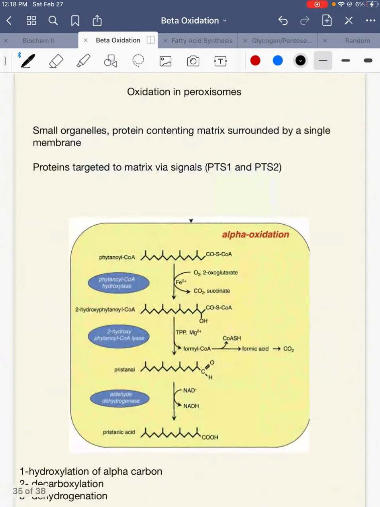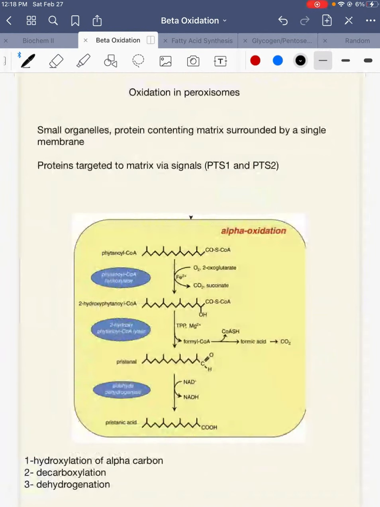Okay, so I'll briefly talk about the oxidation in peroxisomes. So we said this happens when you have longer fatty acids, or if you have a dicarboxylic fatty acid, which means it has two carboxylic groups, right? Basically, instead of doing beta oxidation, we'll do something called alpha oxidation.